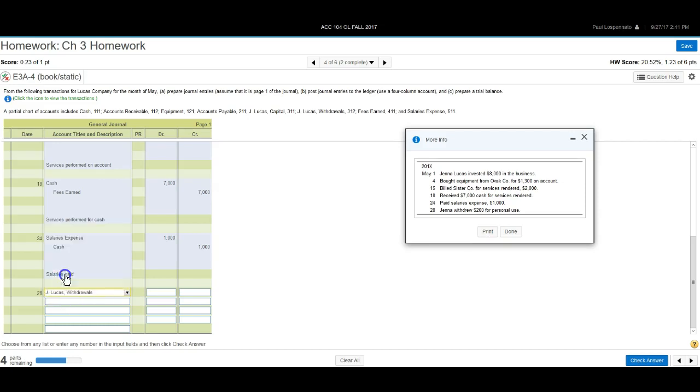And then finally, Jenna withdraws $200. We've got to debit her withdrawals account. That adds to the amount of her withdrawals. You keep taking $200 out, you're going to be accumulating. That's why you debit the withdrawals account, in order to accumulate the amount of money that you take out of the business, which ultimately will get closed out to the capital account. The withdrawals is a negative to the capital, but we don't debit capital directly; we accumulate withdrawals in their own account. Then we close the withdrawals account into the capital account, and thereby will have a negative impact on capital.